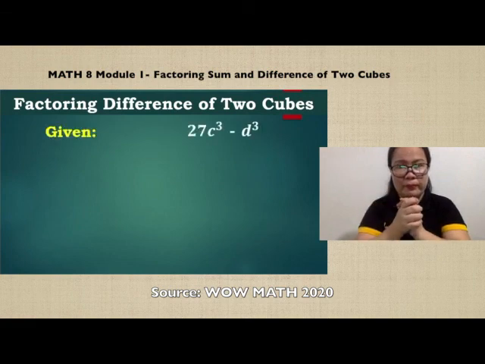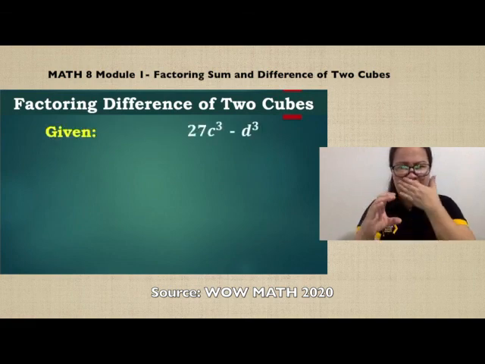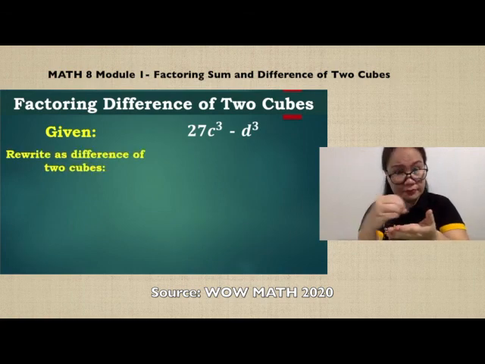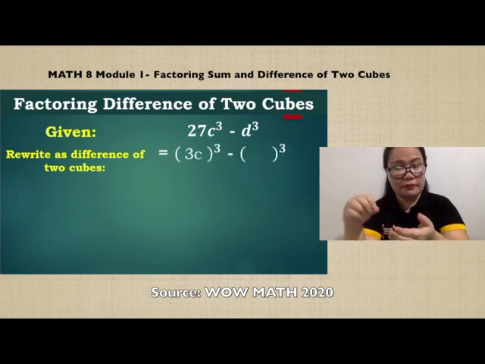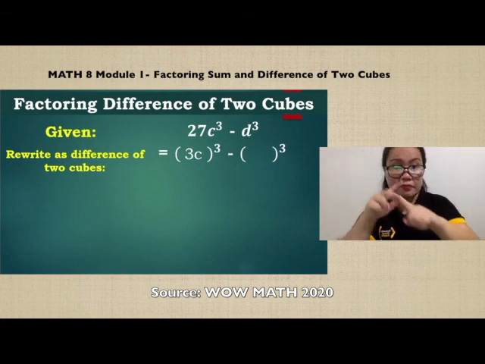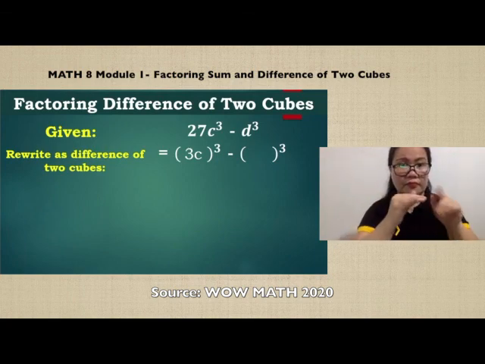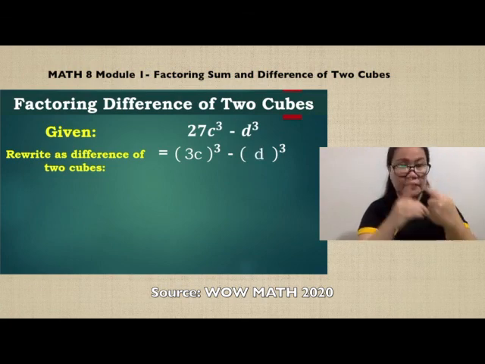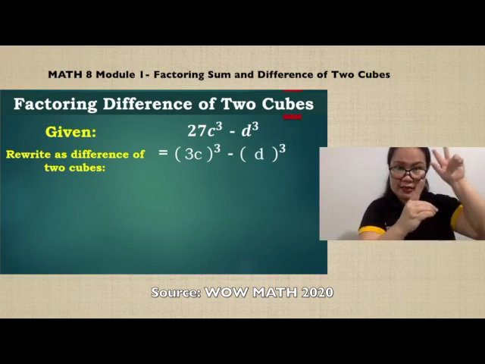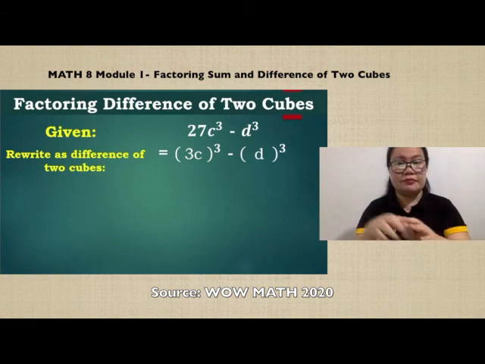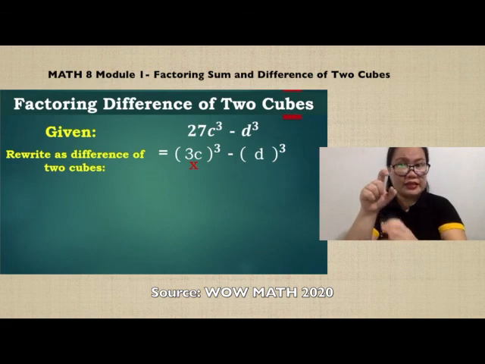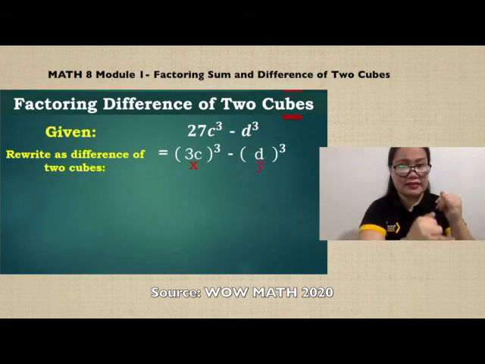So first, 27c cubed minus d cubed. You're going to rewrite it as a difference of two cubes. So we will have 3c, because 3 times 3 is 9, times 3 is 27. And then c, since it's only c cubed. And then for d, since it's only d cubed, d na lang kasi we already have the cube outside of our parenthesis. So, this will serve as our first term, and this is our last term.